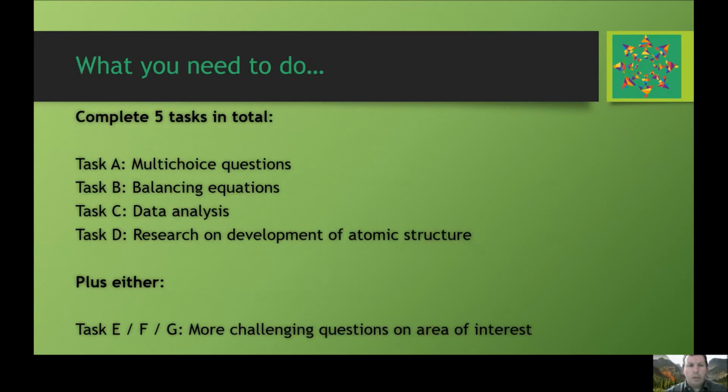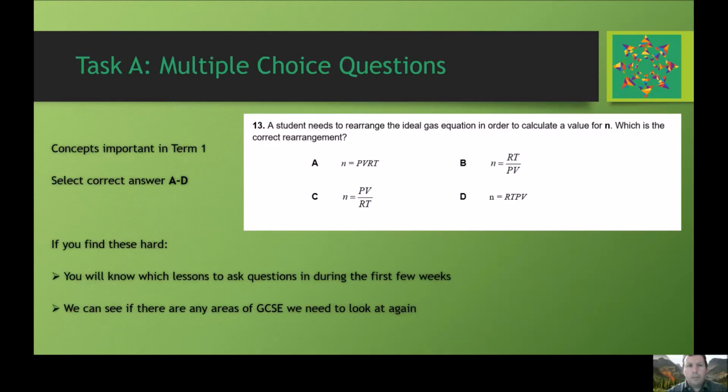What's it going to involve? Well, in total, you're going to have to do 5 tasks. I'm going to go through each of the tasks in turn in a moment. 4 of them are going to be compulsory. So tasks A, B, C and D are compulsory. You must do those. But then you can choose either E, F or G to be the 5th one. And you can pick which one of those you do according to your interest. And whichever one you pick, though, you're going to find they're much more challenging than the first 4. So that's the overview. Let's look at the tasks in turn.